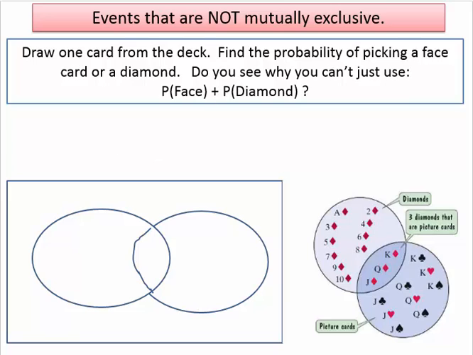In fact, I think this one might have come from the book. Draw one card from the deck. Find the probability of picking a face card or a diamond. Well, what you do is draw a Venn diagram. Here's our diamonds.